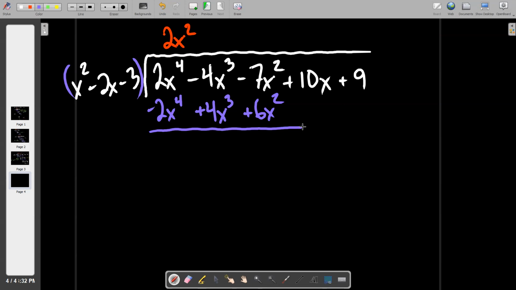When you add these together, you expect those to cancel. What you don't expect is for those also to cancel. You get a bonus cancel. Which is actually a really good thing if you know what to do. So let's continue on to the right. Let's add these x squareds together. What's negative 7 plus 6? Negative 1x squared.